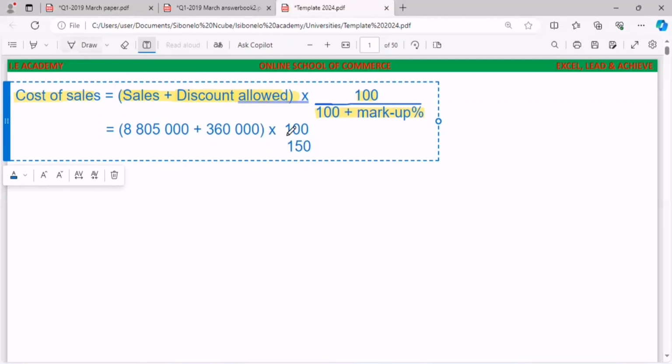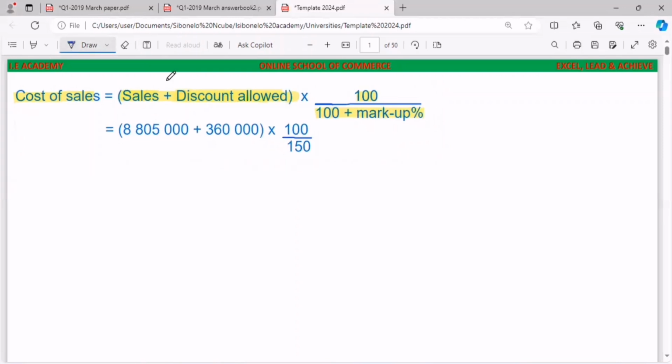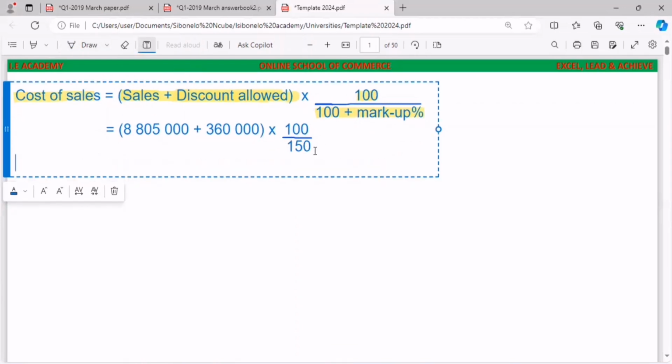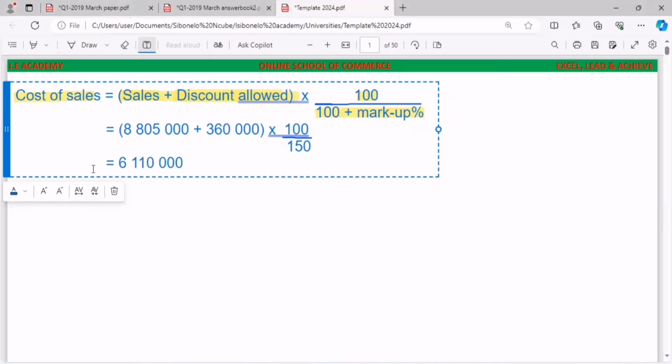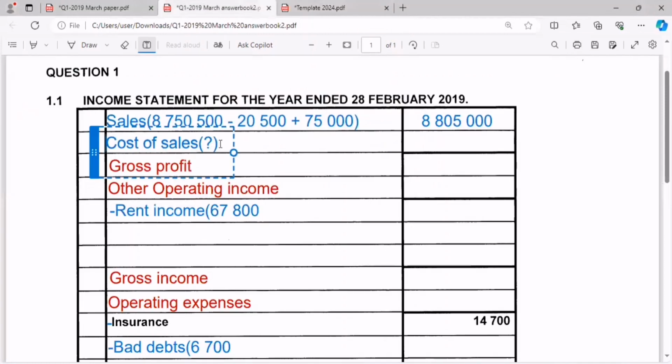Then we can put the division line here. And now we're gonna use our calculator to get the correct cost of sales balance. So now let us use the calculator. So we're gonna open the brackets, 8,805,000, we add the discount of 360, we close the brackets, and we multiply this by the fraction of 100 over 150. So I'm getting 6,110,000. So this is the balance for cost of sales, 6,110,000. So guys, now we have the cost of sales figure. So now we're gonna put this balance here. So guys, we can show workings.